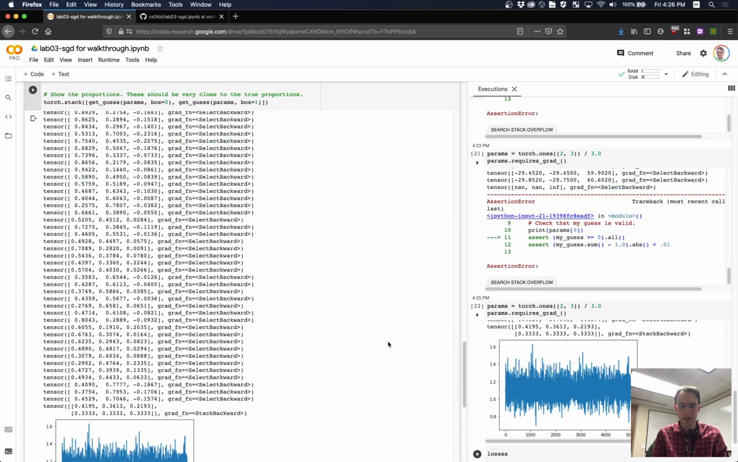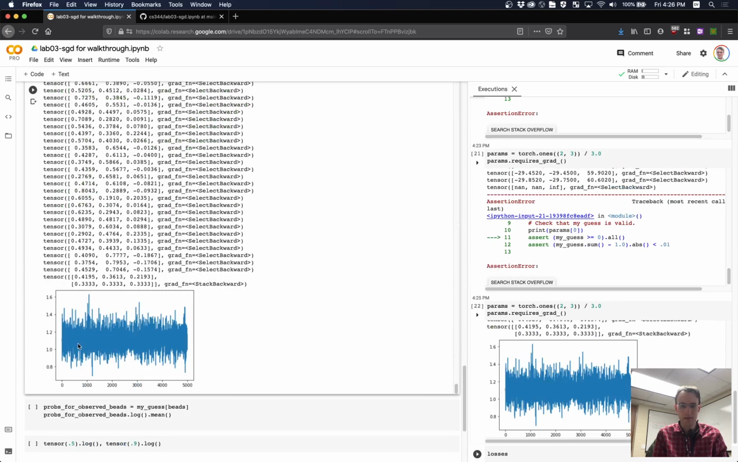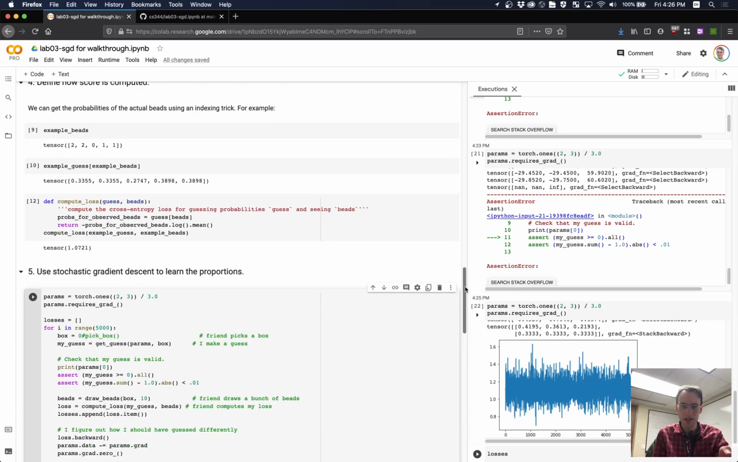Okay, maybe we're debugging too much. Are we getting the right numbers? Well, we got the right numbers for box 0, which is the one we were trying to optimize. And notice this graph is pretty tame looking. It's kind of fuzzy. We'll see why in a moment. But we did it right. We did this thing right. Great. Now, stay tuned for another video.